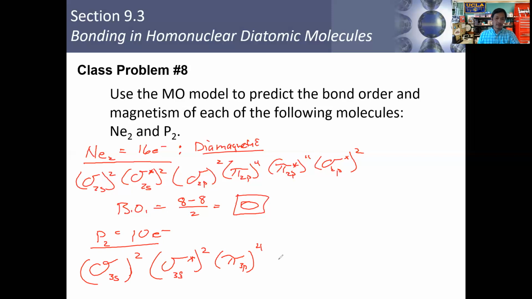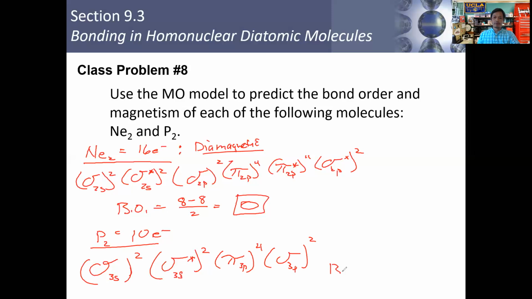Those 2 electrons are going to fall into the sigma 3p bonding, and there are going to be 2 electrons there. So we got 2, 4, 8, 9, 10. There it is, so there are 10 electrons. All right, so that's the electron configuration for diphosphorus.